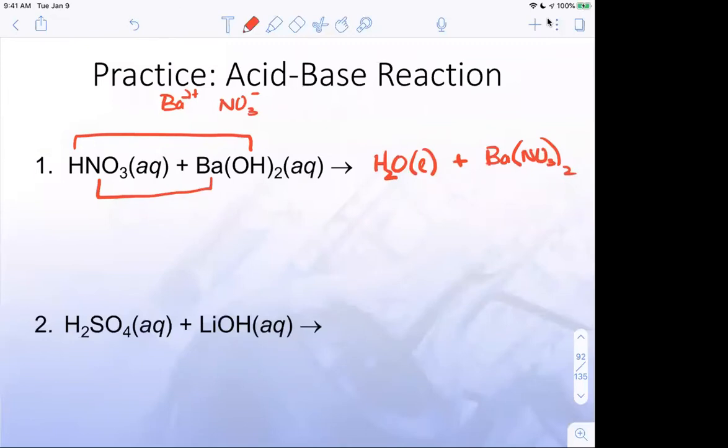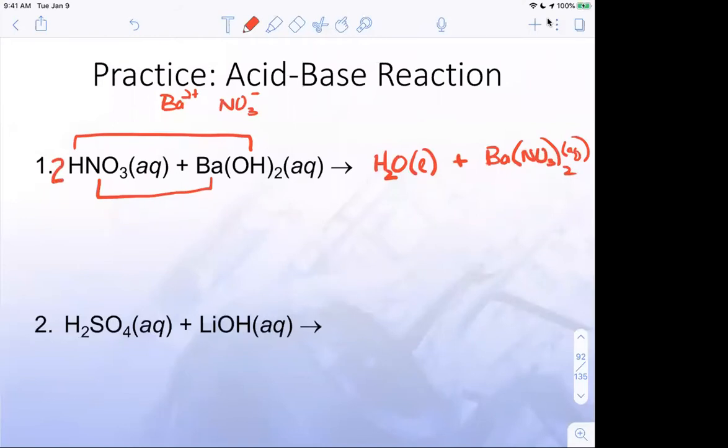I'm going to look at the solubility rules. This is in fact aqueous because it's a nitrate. And then I'm going to check whether I'm balanced. I am not because I have 2 nitrates on the product side and only 1 on the reactant side.